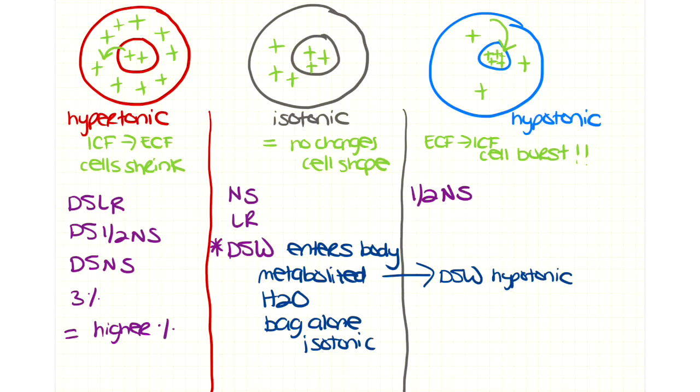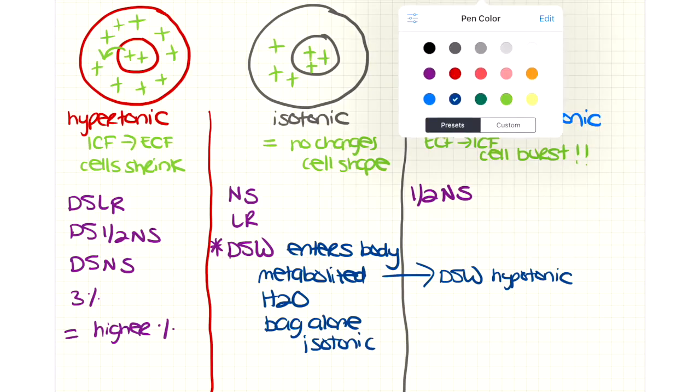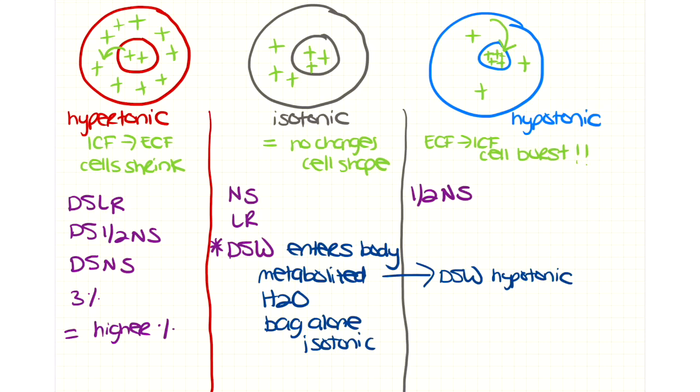Uses. Half normal saline is pretty much a fluid replenishment choice for diabetics when they're NPO. D5 half NS is the most common post-op fluid to be used.